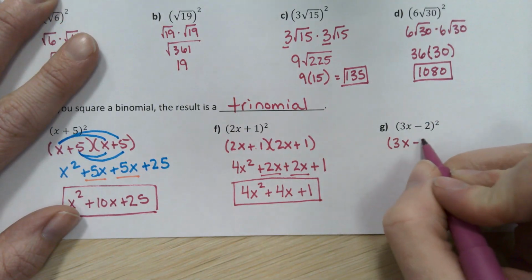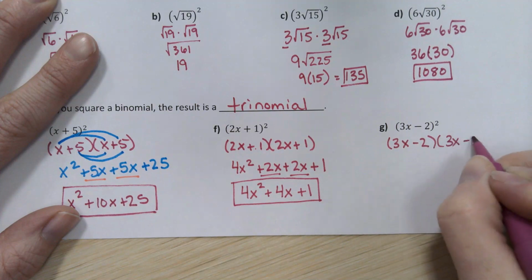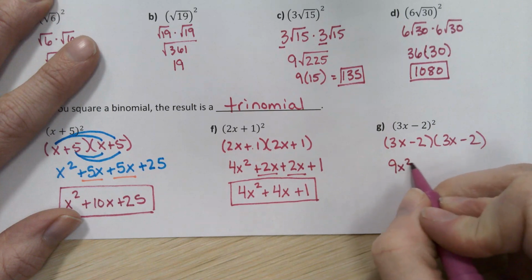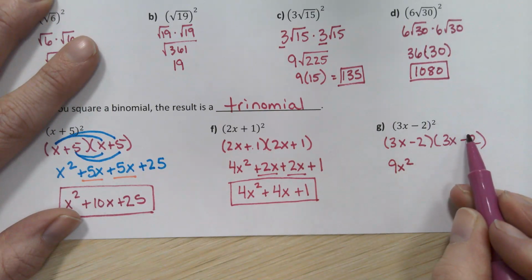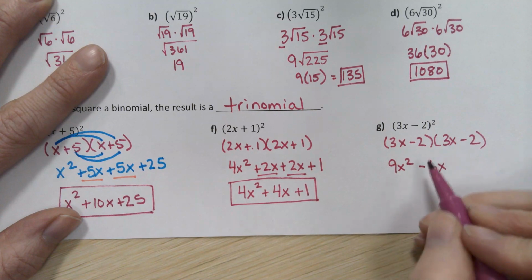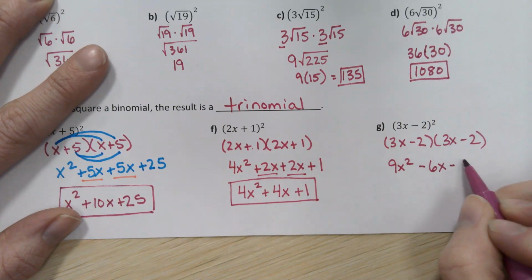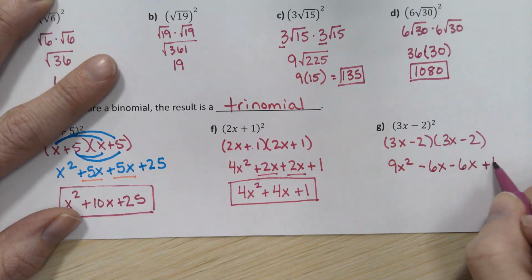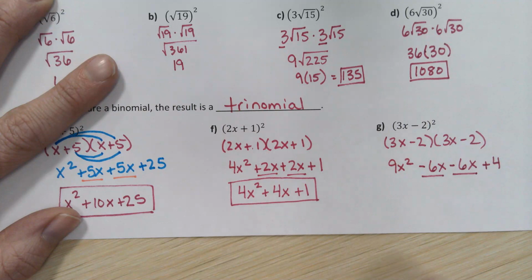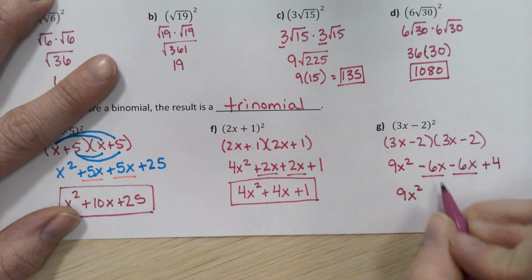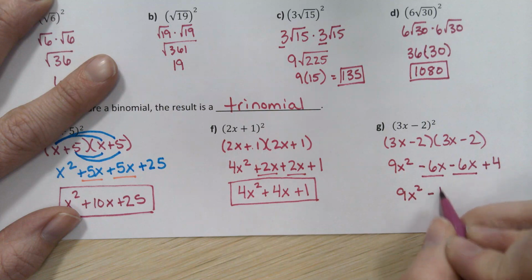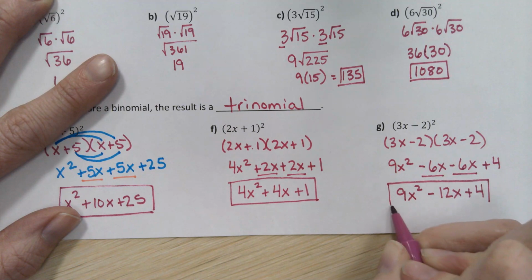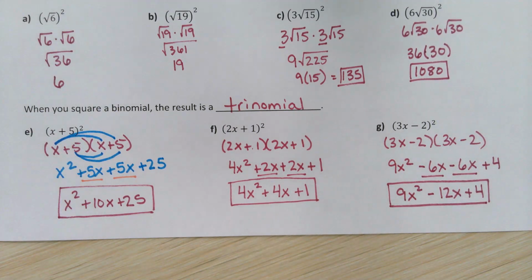Last problem has subtraction, so we're going to be a little bit careful with our multiplying. 3x times 3x is 9x squared. 3x times negative 2 is negative 6x. Negative 2 times 3x is another negative 6x. Negative 2 times negative 2 is positive 4. The like terms this time are both negative. Negative 6x minus 6 more is negative 12x. So our trinomial has a subtraction sign in the middle for that final problem instead of an addition sign.